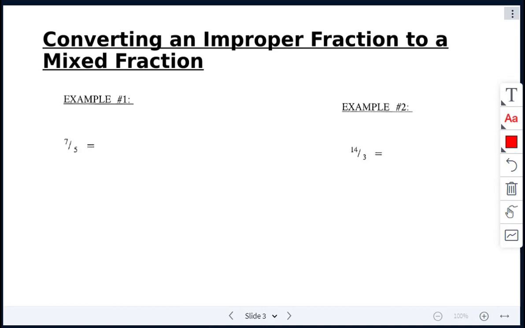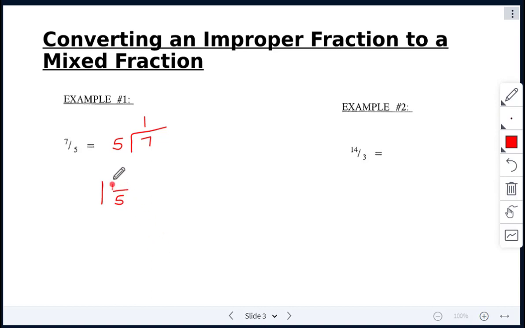All right, so keep in mind that anytime you have a fraction, it is technically division. Fractions are division. So 7 over 5, it technically means 7 is being divided by 5, like this. So to get the whole number, how many times does 5 go into 7? One time, because 5 times 2 is 10. So just one time. So we're going to write down 1 as our whole number, and we keep 5 as our denominator, just like this.